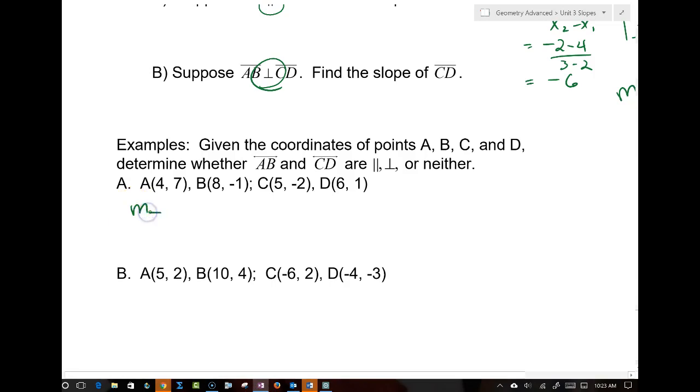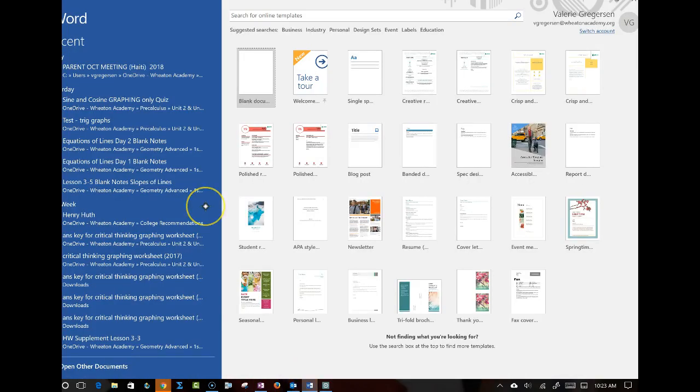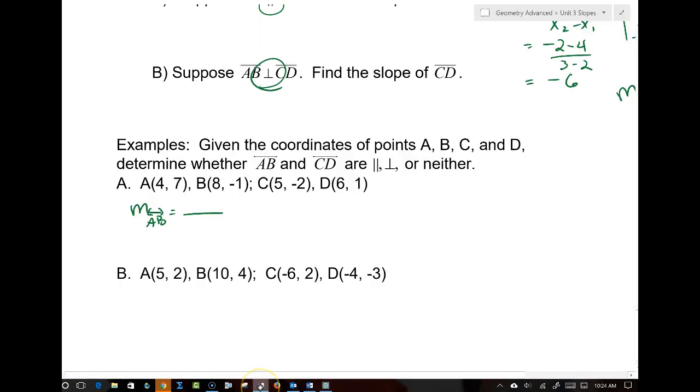I'm looking for the slope of line AB. So I have a -1, oops, I moved it on me when I didn't mean to. A -1 minus 7 over 8 minus 4. I got -8 over 4. What did you guys get for that? That equals a negative what? Equals a -2. So that's the slope for the first one.